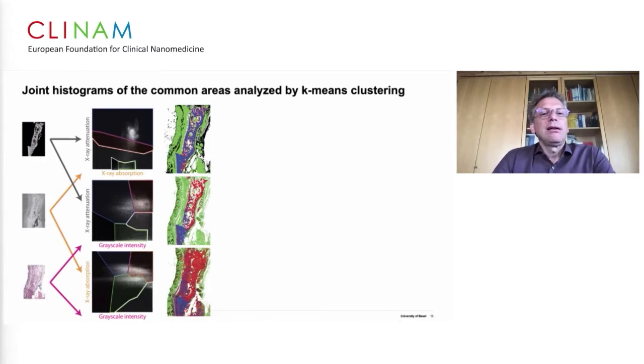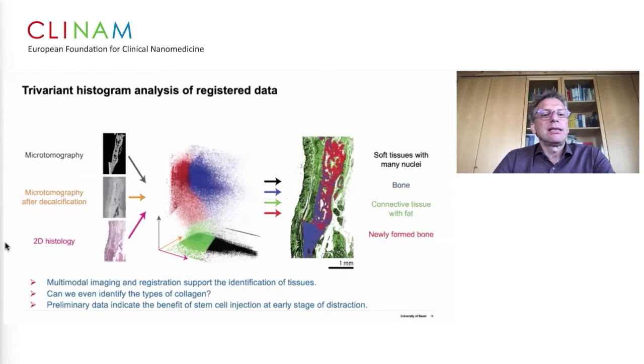For sure, the best is to produce not just a bivariate histogram, but a trivariate histogram. And this is shown on this slide. What you see here is that we combine the microtomography data before decalcification, the microtomography data obtained at the synchrotron radiation facility after decalcification, and then the two-dimensional histology that is more or less standard.